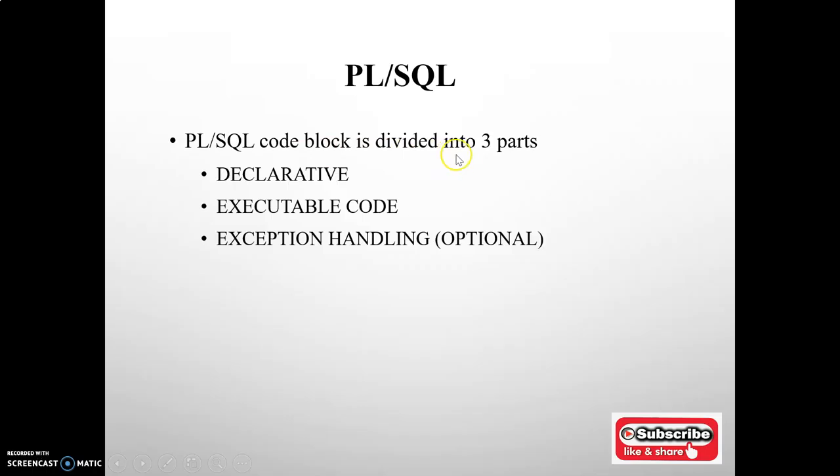PL/SQL code block is divided into three parts. The first one is declarative part, second one is executable code, and the third one is exception handling, which is optional. In declarative part, we will create procedure, we will declare variables which are to be used, and then in executable code, SQL statements will be executed.